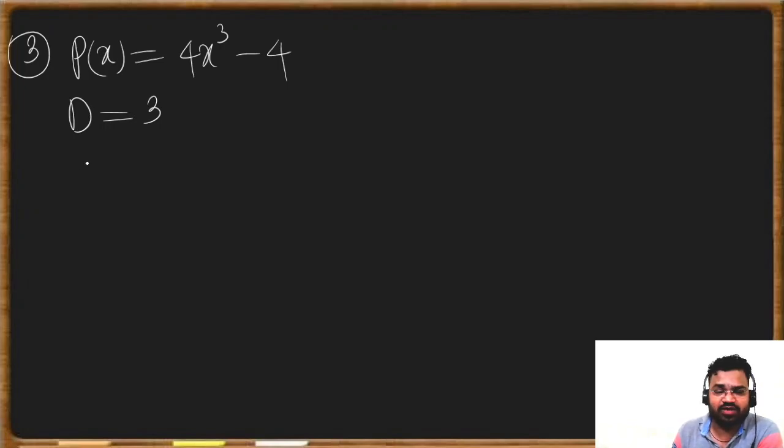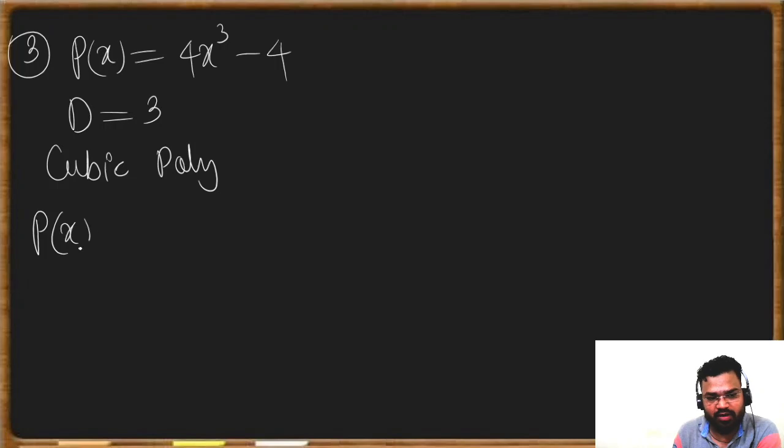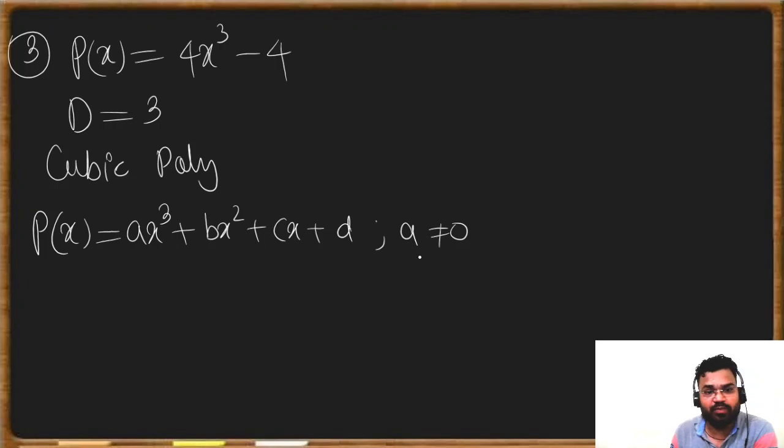If the degree is 3, it is known as a cubic polynomial. And what will be the general form of this polynomial? P of x is equal to ax to the power 3 plus bx square plus cx plus d, where a cannot be 0. Yes or no? This is a cubic polynomial.